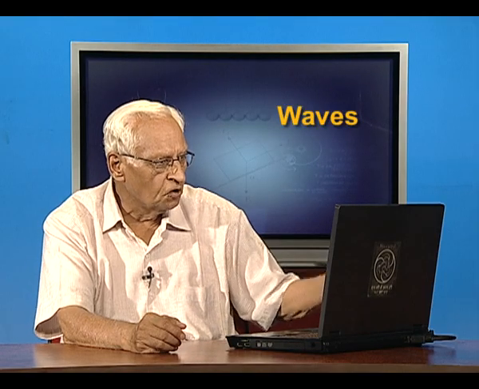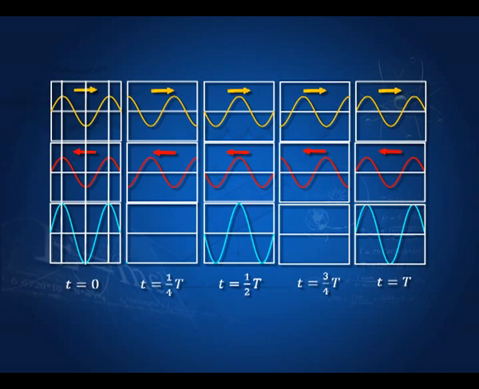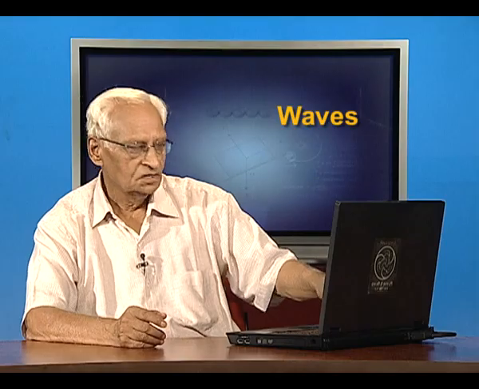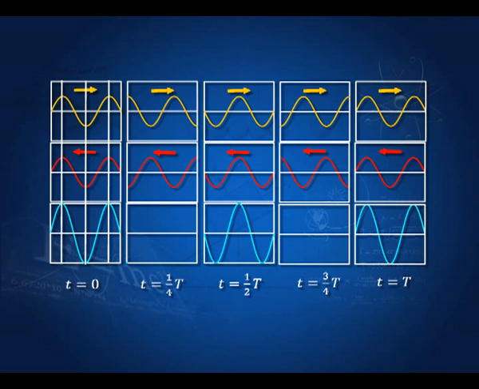Now, after T by 4, remember that this is traveling this way. So, after time T by 4, it will be here, and this one going in this direction would be here. So, we have this wave going like this and this wave going like this, and see, they are out of phase. Wherever there is a maximum here, there is a minimum here. So, if we add the displacements, you will get 0 displacement. So, here the displacement is maximum, here 0.